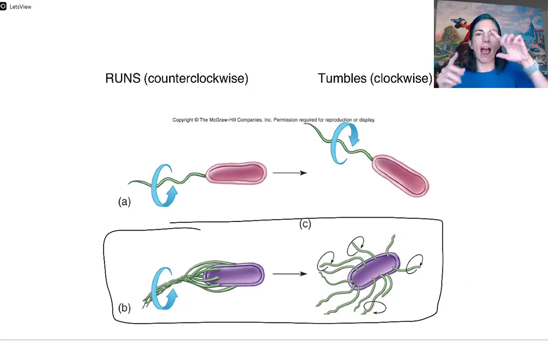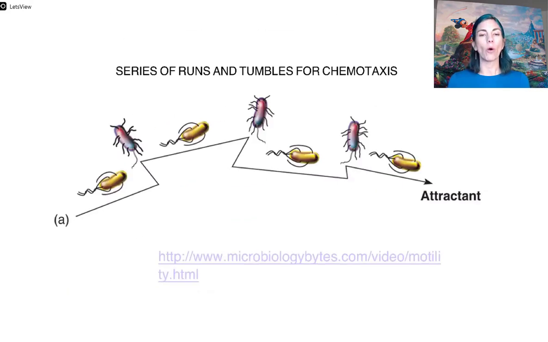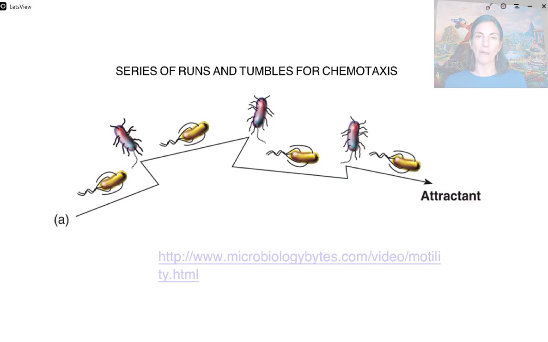And then it unravels and they all spread out as they tumble around. You do not need to know counterclockwise or clockwise. What I do want you to know is that directed movement is always a combination of runs and tumbles. To be able to do that, you need a flagella, at least one, and you'll rotate your flagella different ways to achieve a run or a tumble. And as I said earlier, you've got this game of hot and cold, and so you get this combination of runs and tumbles to get towards where you want to go.